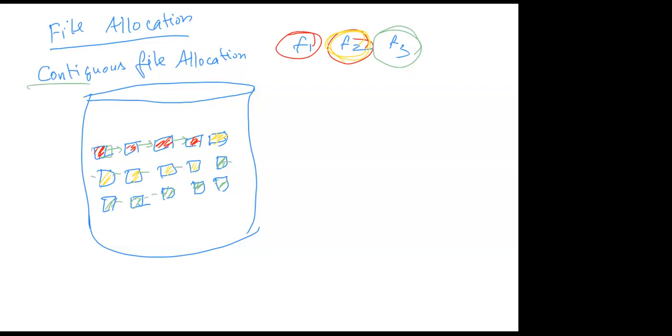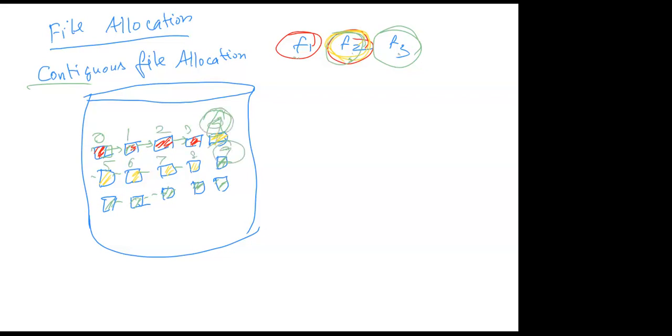So what are the advantages of this method? It is very simple to implement, because you only need to know the first block number. For file F1, the first block is located at physical block number 0. The first block of F2 is located at block number 4, and F3 starts at block number 9.